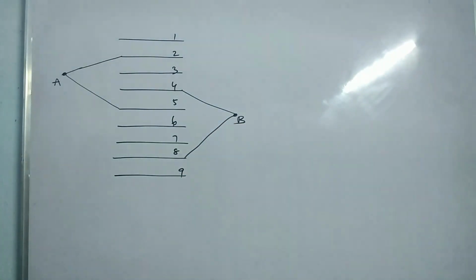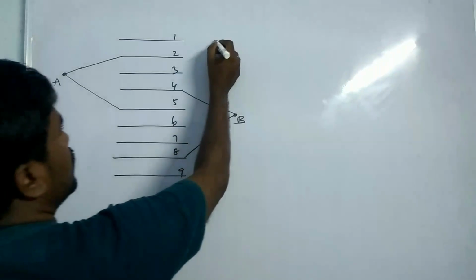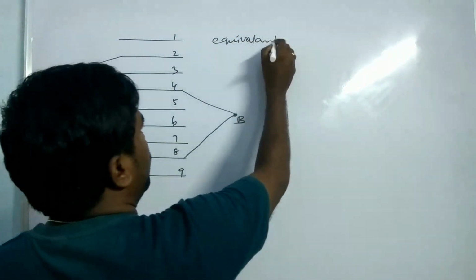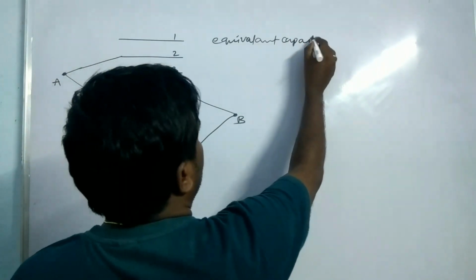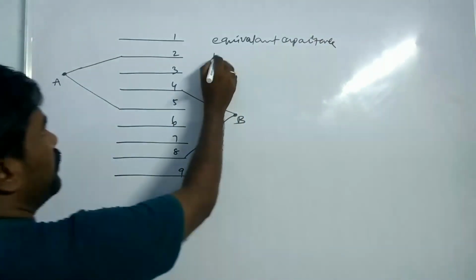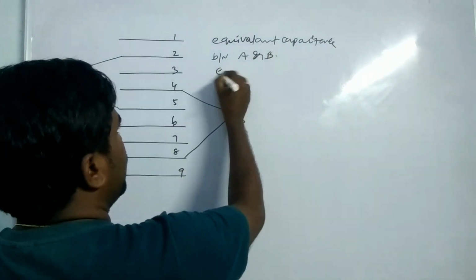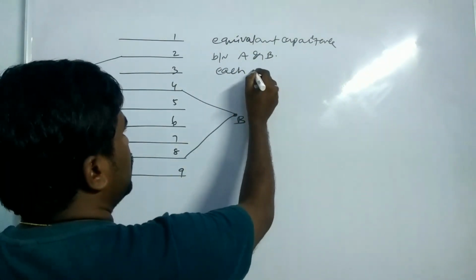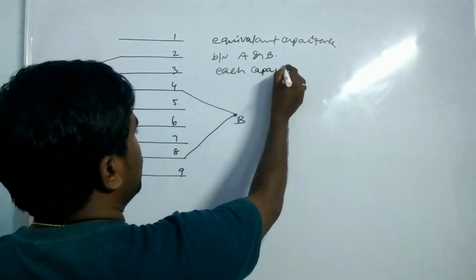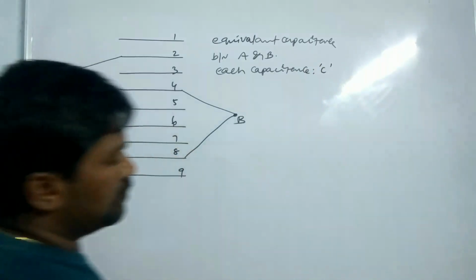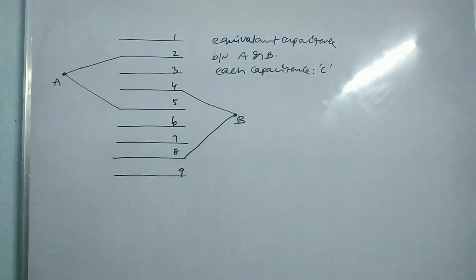Now find the equivalent capacitance between A and B. Each capacitance is C here.